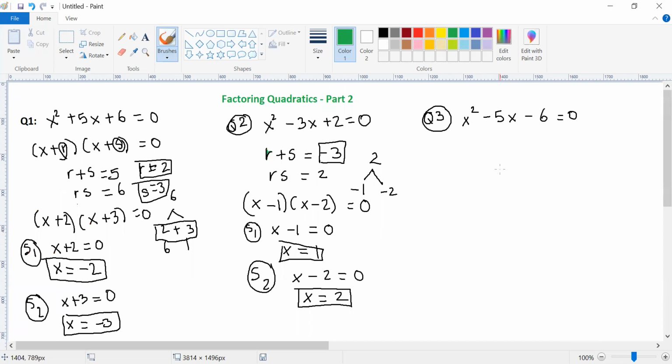So now what we're going to do, finally, is factor our last quadratic. The only difference here is that there are 2 negatives now. So all we need to do is know that both of our factored form numbers, r plus s, is equal to negative 5, and r times s is equal to negative 6.